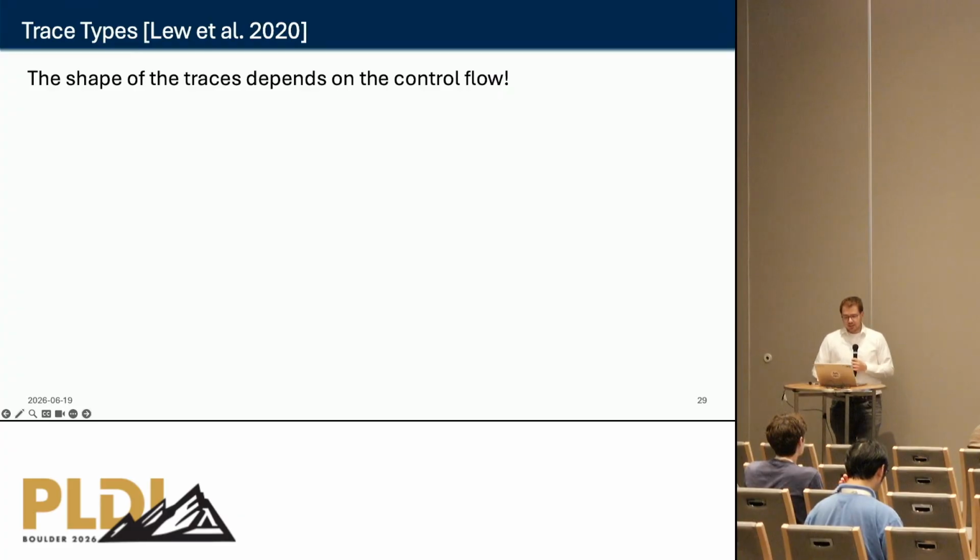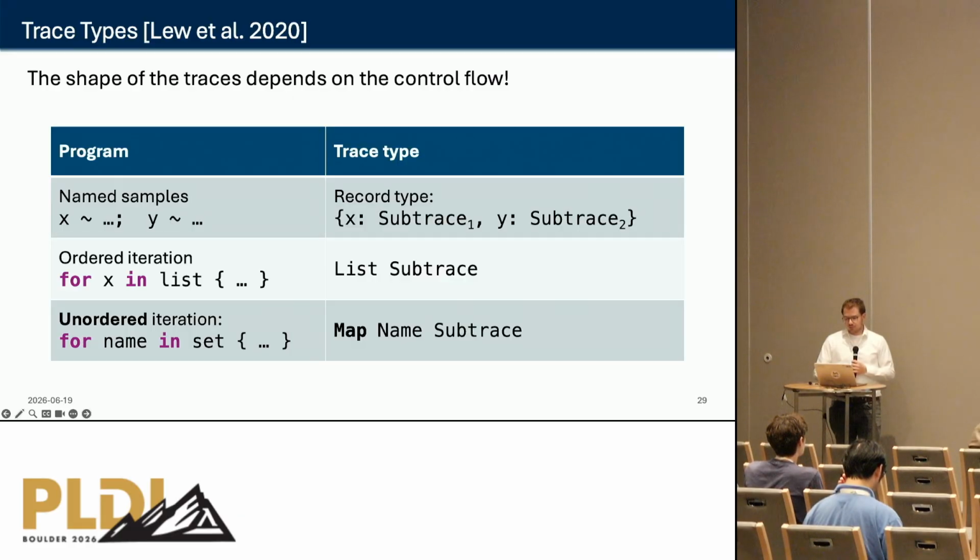So how do we assign a type to the traces of a program? The idea is to mirror the control flow that generated the trace. For example, a sequence of sample statements has a record type, recording the type of each subtrace. Iterating over a list produces a list of subtraces, and in our work, we added unordered iteration, say over a set of names, which produces an unordered map from names to subtraces.